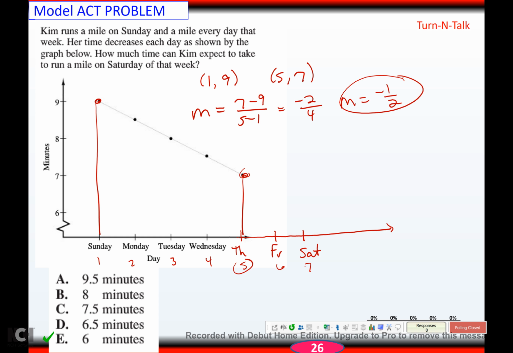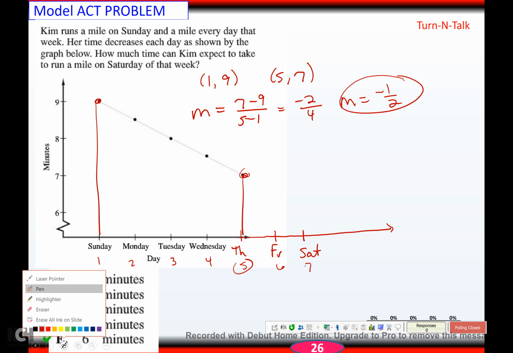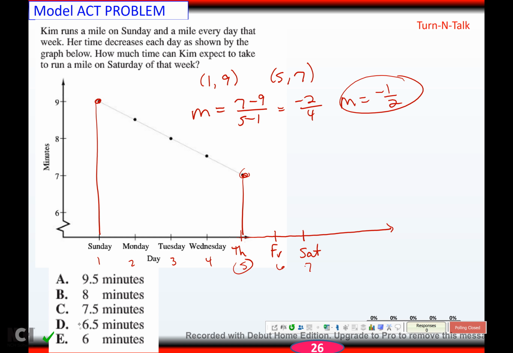So all I have to do, the easier way, the less work way, the save as much time as you can way, would be to follow the slope from the last point until you get to Saturday. Well, it says go down 1, so I'd go down to 6, and I'd go over 2 days. Well, that puts me at Saturday. So on Saturday, she can expect to run a mile in 6 minutes. I think I would die before I finish the mile, but Kim can do it.